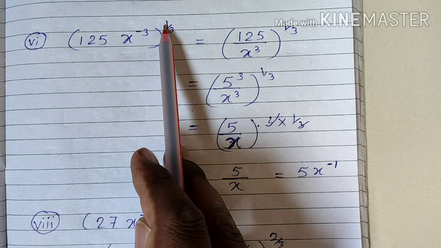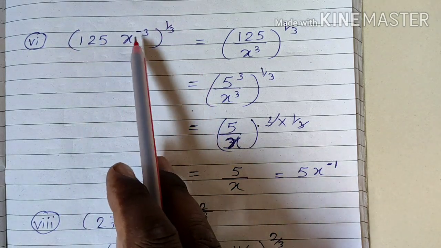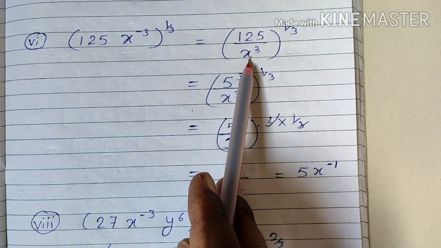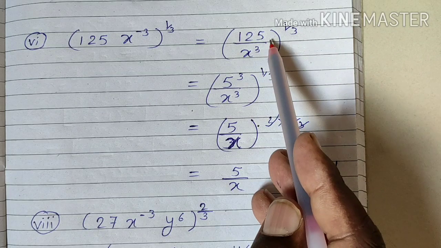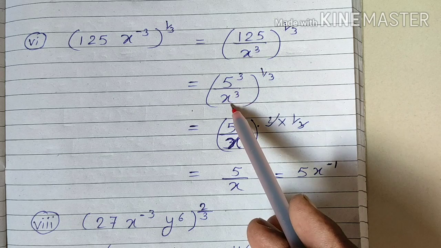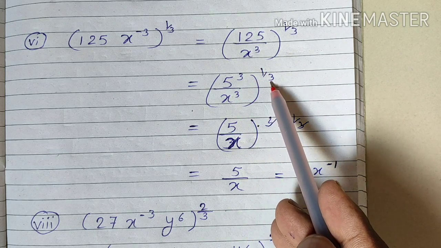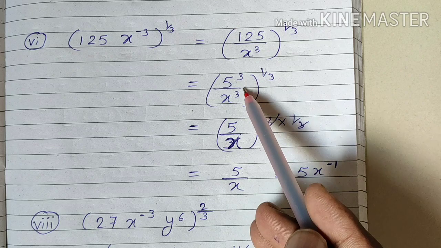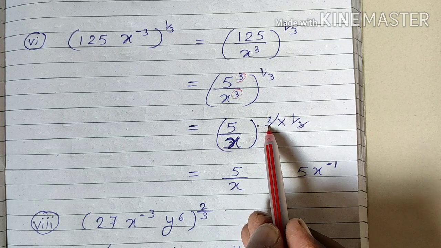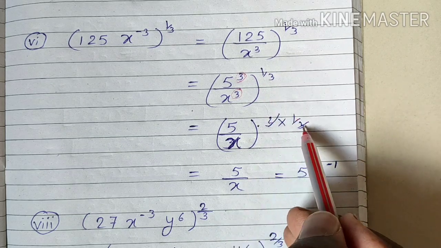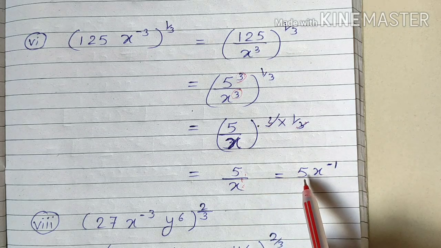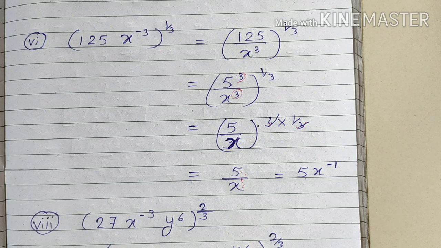125 x raised to minus 3 upon everything is raised to 1 by 3. Since the power is negative, we can also write it in the denominator, 125 upon x cube raised to 1 by 3. We know that 125 means 5 raised to 3 and this x raised to 3 as it is. Whole power is 1 by 3. So we can take 3 as a common power. Take it common. 3 and 1 by 3, 3 get cancelled. 5 upon x is the answer. Or we can also write 5x raised to minus 1.